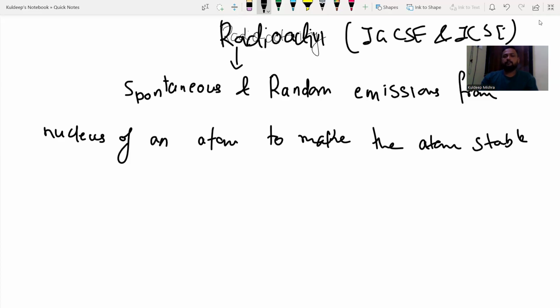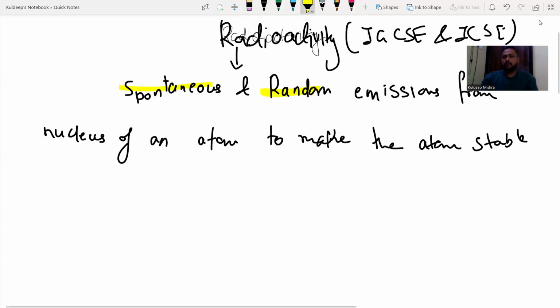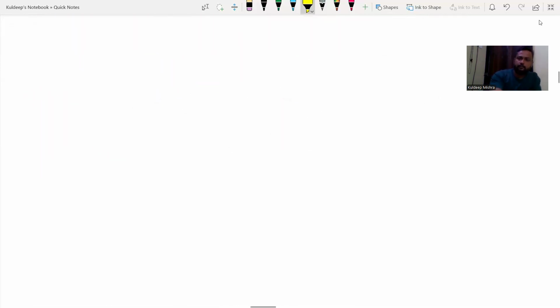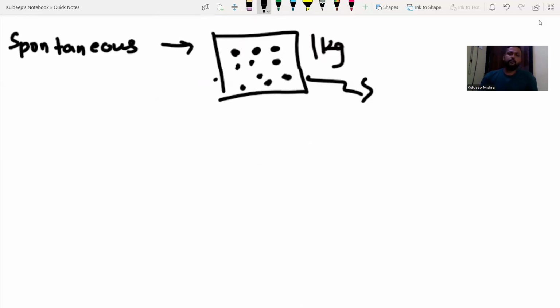So here we see it is spontaneous and random. These are two very important words, spontaneous and random, and also from the nucleus of an atom. So what do we mean by the word random and what do we mean by the word spontaneous? Spontaneous means that it happens on its own. We don't need to initiate the process. If we have, let us say, 1 kg of a radioactive substance, it starts the emission on its own. We don't need to heat it or do anything.